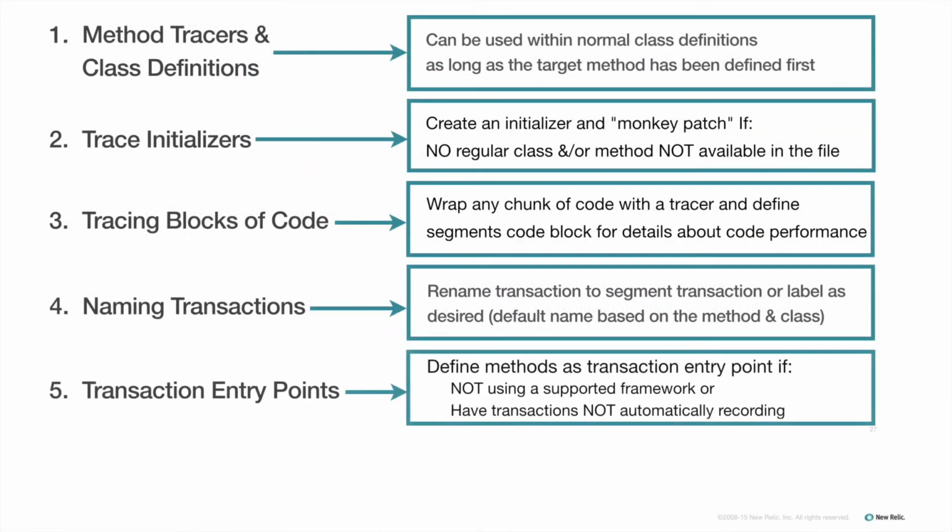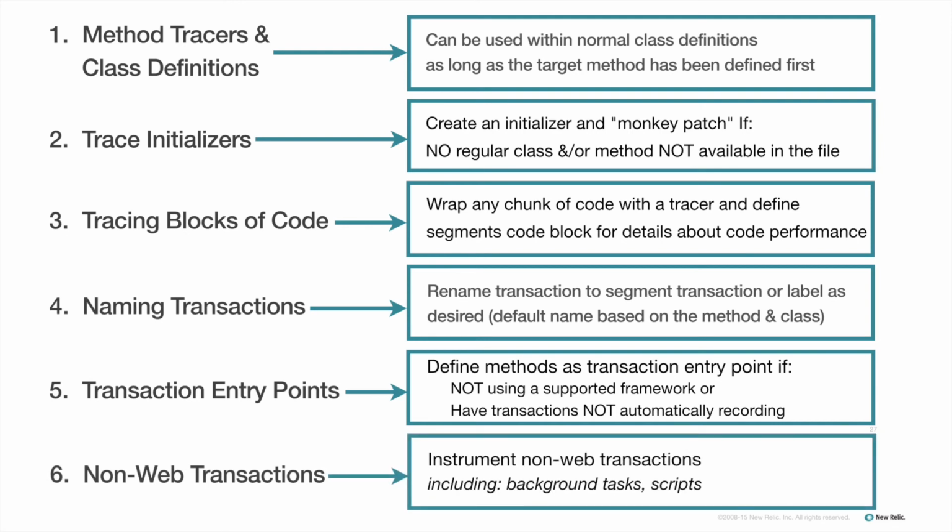Tracing transaction entry points. Ordinarily, the agent will be able to identify transactions within your application. But if you're not using a supported framework, or you'd like to record transactions that the agent is not automatically recording, you can define methods as being transaction entry points. Instrumenting non-web transactions. Along with method-level tracing, you can instrument non-web transactions, such as background tasks, with the same level of transaction and error detail as web transactions.